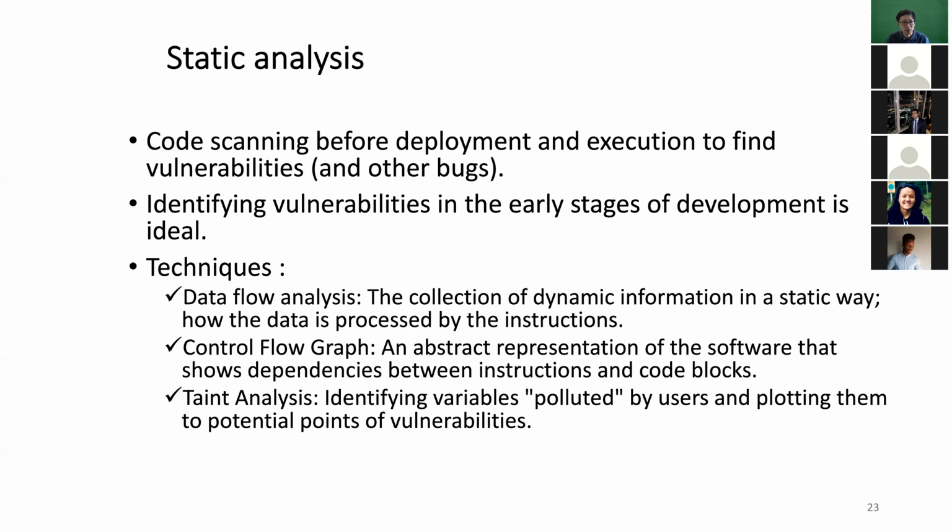A control flow graph is similar to a data flow graph, but it's about control, like how the execution of the system follows the path. For example, first execute this method, then execute another method, then execute an if branch, then an exception. That's a control flow graph. Taint analysis is to identify variables polluted by users.